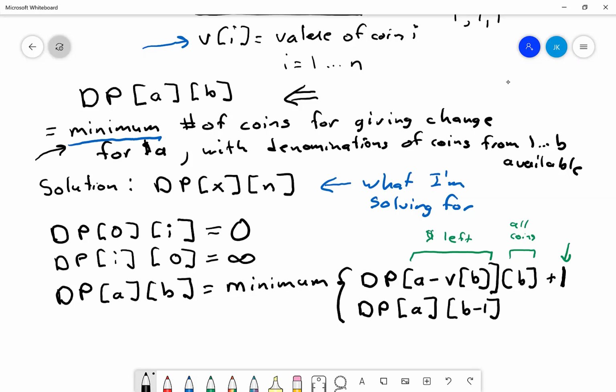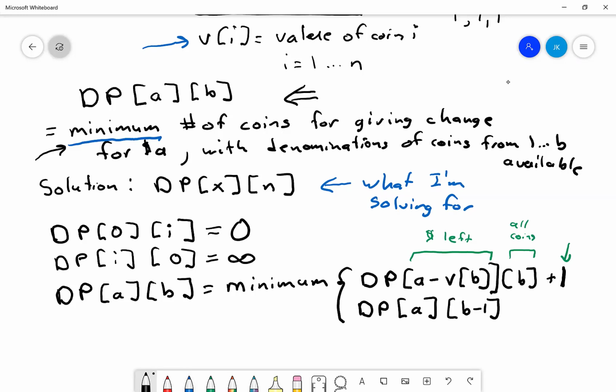In other words, I have all the coins except that most valuable one available to me. Okay, and believe it or not, that's it. That's all we need for this problem, is what we had here. So let me just review this very quickly to remind you of how we approach the problem.